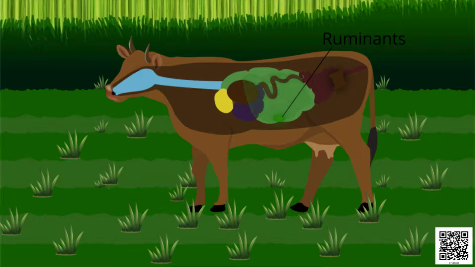In ruminants, the stomach consists of four parts. Here, the food gets partially digested and is called cud. But later, the cud returns to the mouth in small lumps and the animal chews it. This process is called rumination, and these animals are called ruminants.